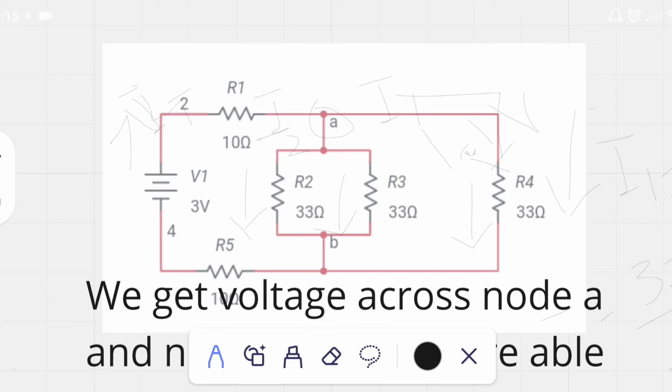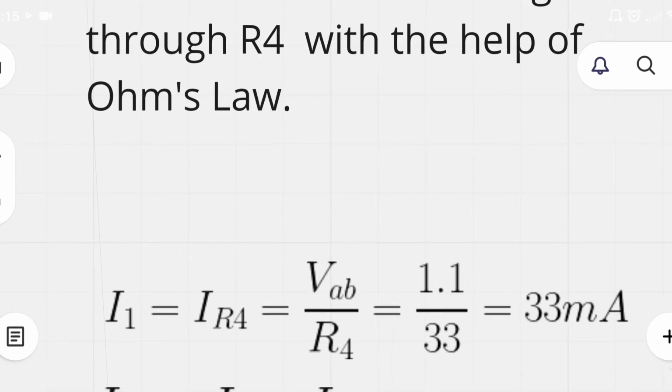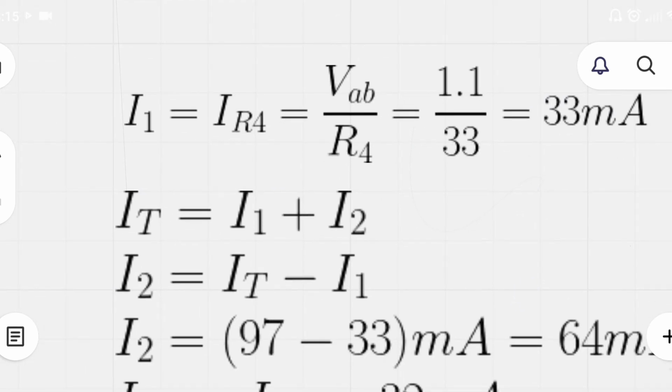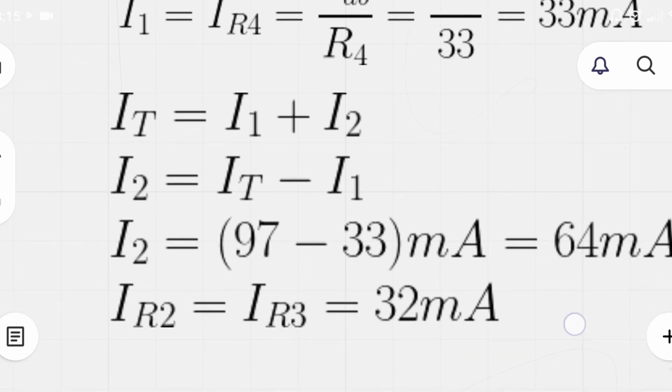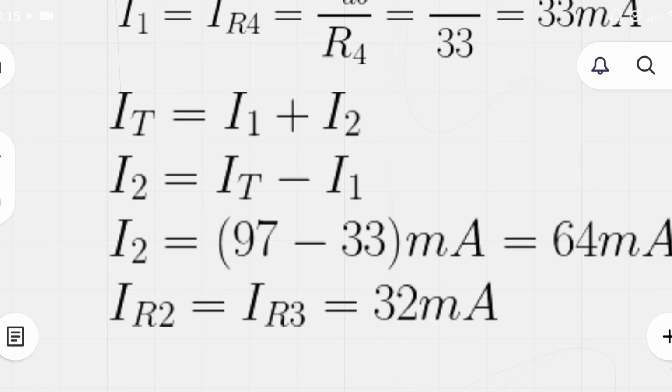So I2 is equal to IT minus I1, and I2 is equal to 97, that is the total current, minus 33 milliampere, the current flowing through R4, and I2 is equal to 64 milliampere. I2 is further divided into R2 and R3, and both are equal, that is 32 milliampere. That's it. Now we can check our result with the help of Multisim simulation.